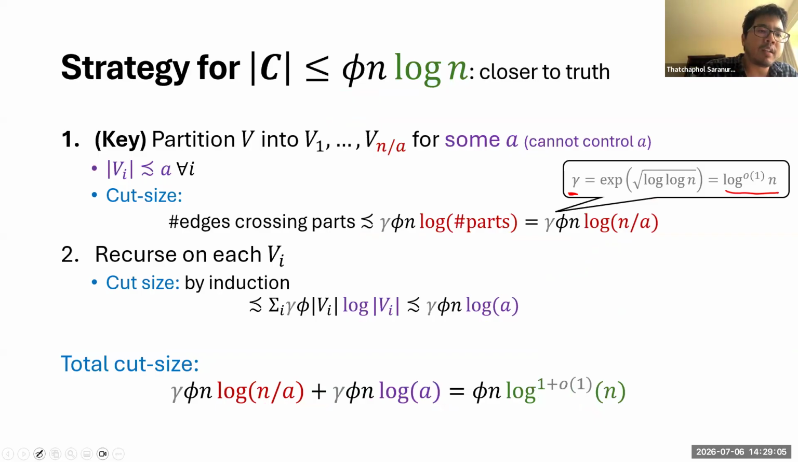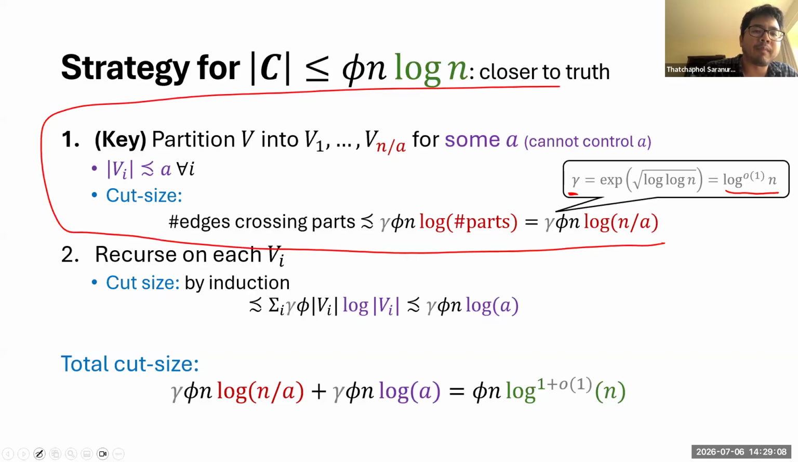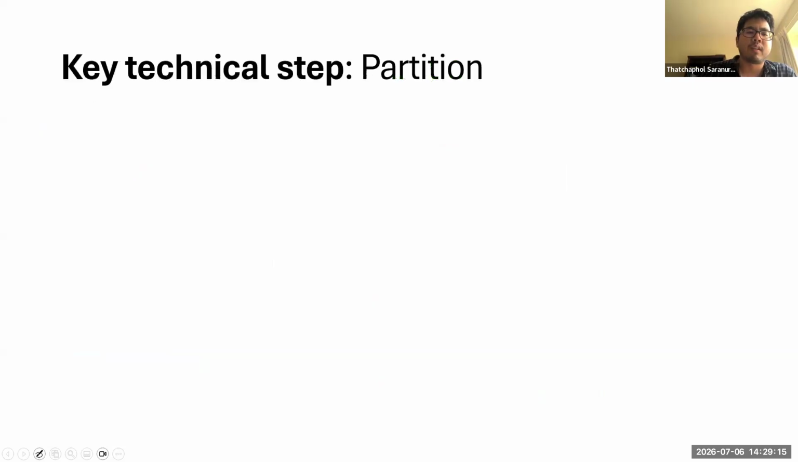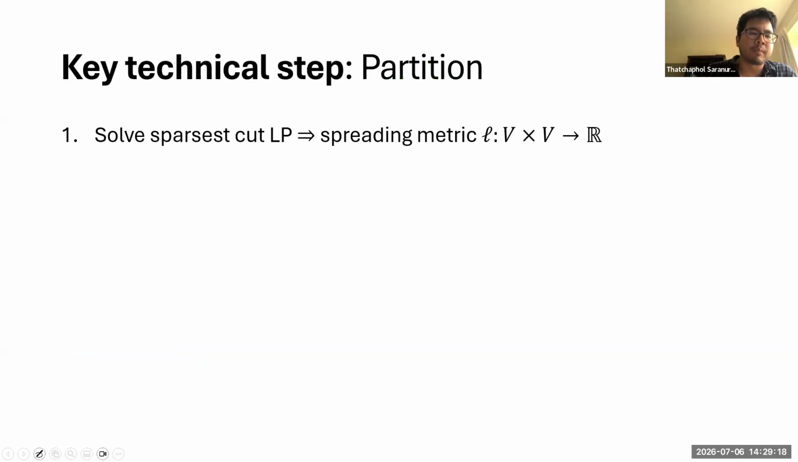Anyway, you can see that this step is really the key step, the partition step. Yeah. So let me talk a bit about it at a high level. How does it work? The way that it works in the first step is just totally standard. Everyone uses this when you use LP. We just solve the sparse cut LP. Once you solve it, it will give you a spreading metric on vertices. Okay. And now we're just gonna try to do some partitioning with respect to this metric L.